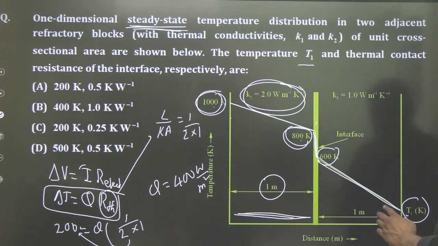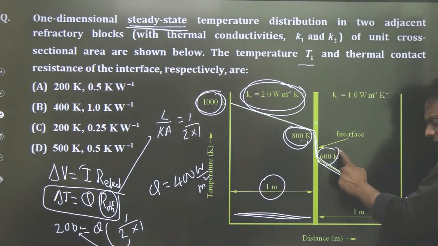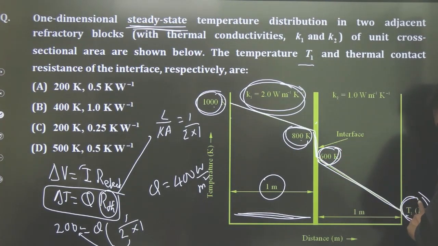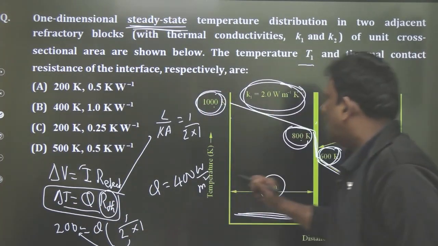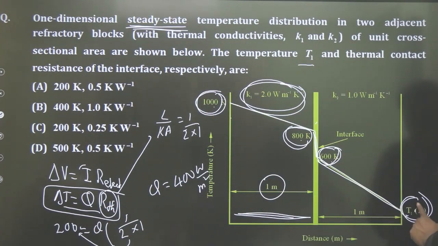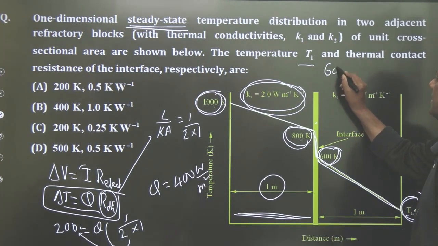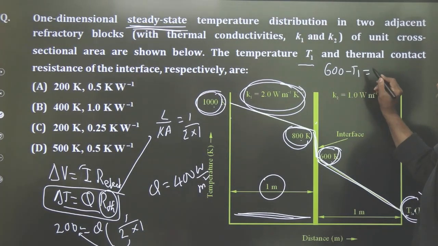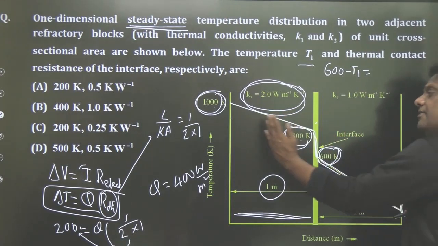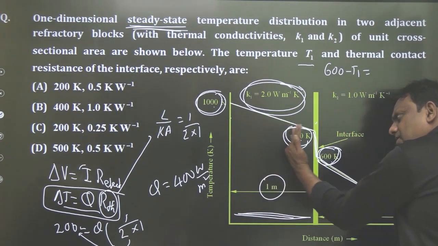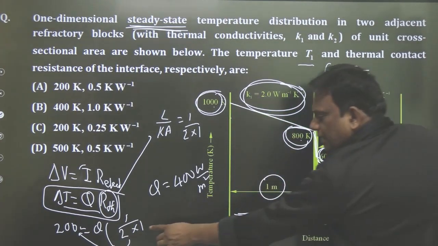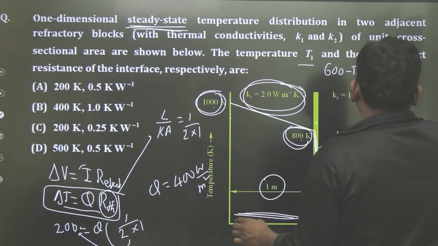Now the heat transfer is known. The question is, can I calculate this temperature by using that heat transfer? Why not, sirs? Look here, the temperature is 600. Here it is T1. So I will write delta T is equal to Q into R. Delta T is 600 minus T1, equal to Q into R. Already we have calculated Q. It is steady state, so everywhere the heat transfer is the same. And Q is 400 into R.